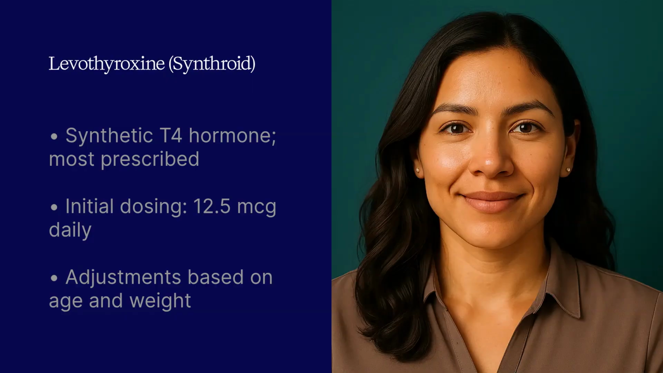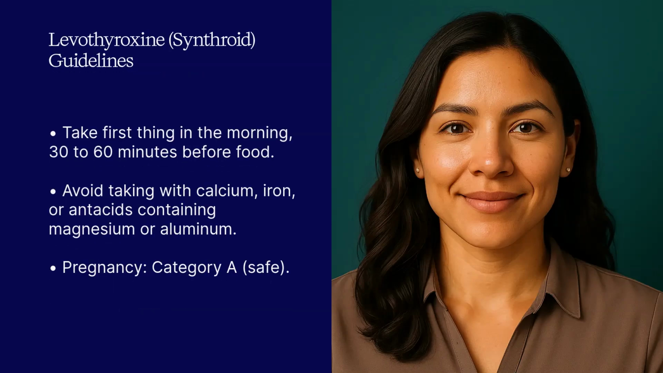Goal: TSH between 1.0 and 2.0 microunits per milliliter. Monitoring: recheck TSH and FT4 every 6 weeks until stable, then every 6 to 12 months. Key teaching: take first thing in the morning, 30 to 60 minutes before food. Avoid taking with calcium, iron, or antacids containing magnesium or aluminum. Pregnancy Category A, safe. Part 4, Conclusion and Practice Questions.